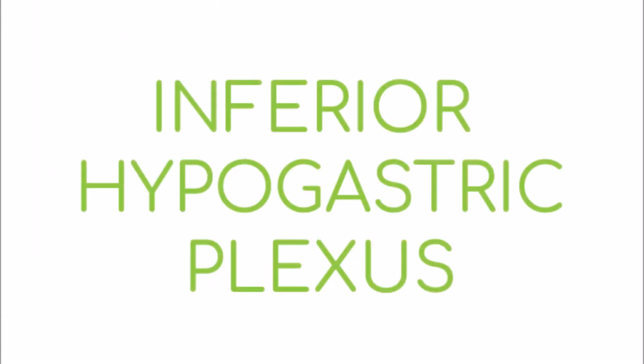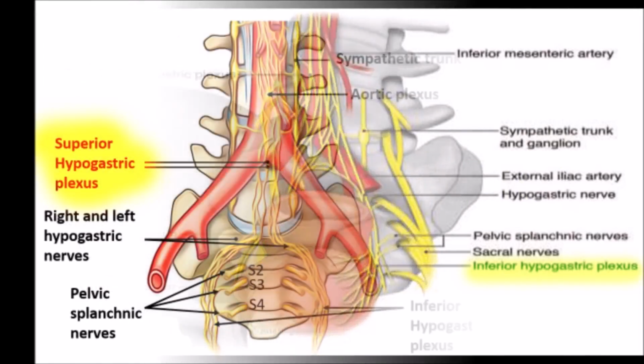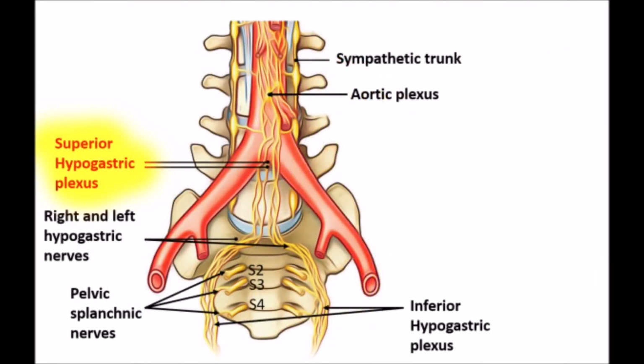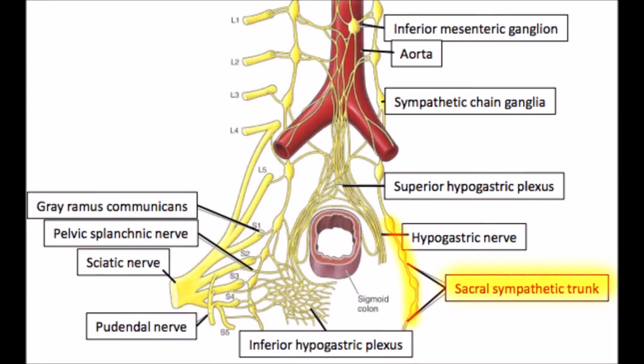Now let's talk about an important nerve plexus of the pelvic region known as the inferior hypogastric plexus. It is an autonomic plexus on either side of pelvis, which lies lateral to rectum. Its sympathetic components are derived from the superior hypogastric plexus via hypogastric nerve and from sacral sympathetic ganglia. Please note that there are 4 sacral sympathetic ganglia in the sacral sympathetic trunk.